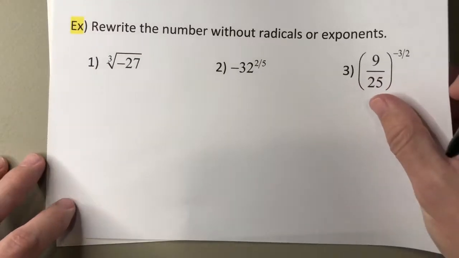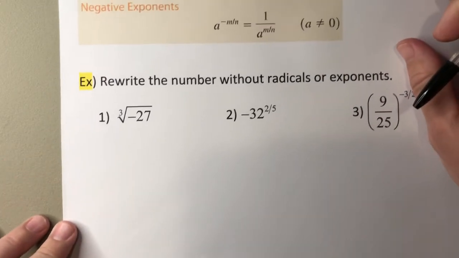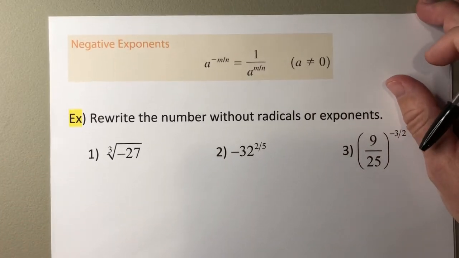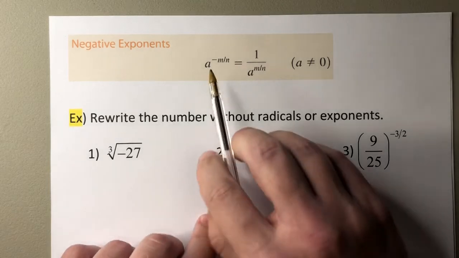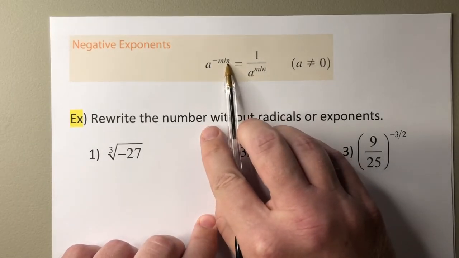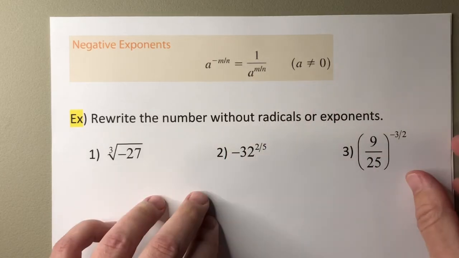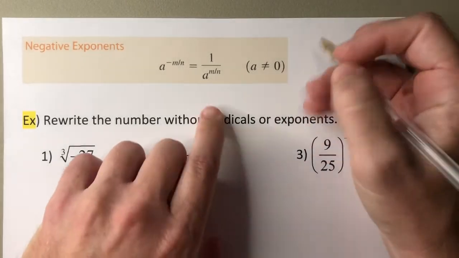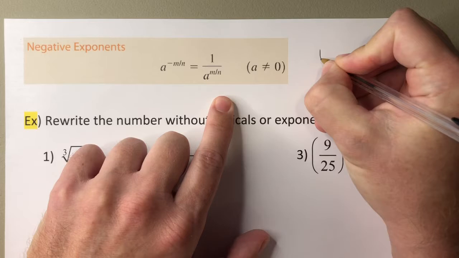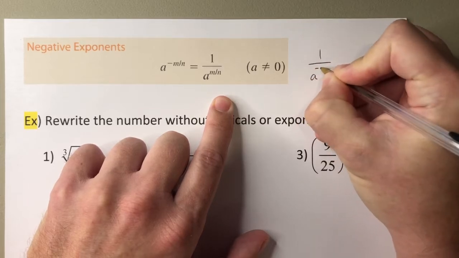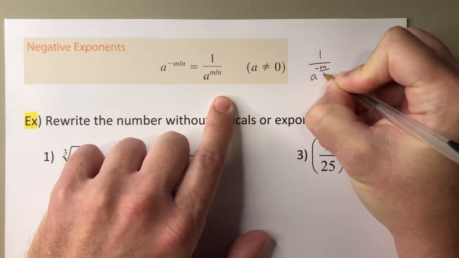All right. So let us now turn to one more thing, negative exponents. We already talked about this. If you have any base to a negative exponent, it's exactly the same as 1 over that same base to the positive exponent. So keep in mind, let's say you had 1 over a to the negative m over n.